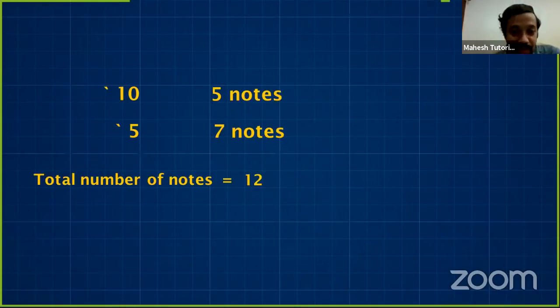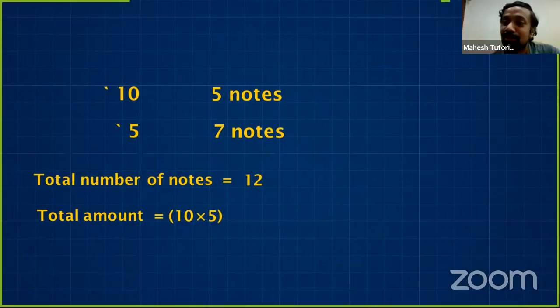Moving further. Now, if I ask you, students, what will be the total amount? Now tell me, 10 rupees wale, there are how many notes that I'm having? 5. So if 10 rupees wale I'm having 5 notes, can you tell me what would be the amount that I'll have? Absolutely correct. 50 rupees. So 10 into 5, which will give me 50.